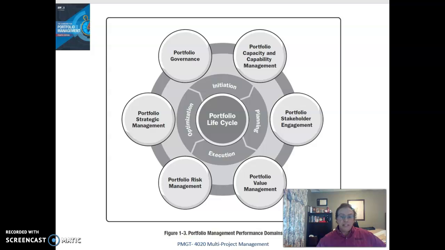On page 17 is an overview of the PMO, which will be the basis for the weekly discussion. If you are not familiar with the term PMO, I encourage you to do a search on the term Portfolio Management Office.